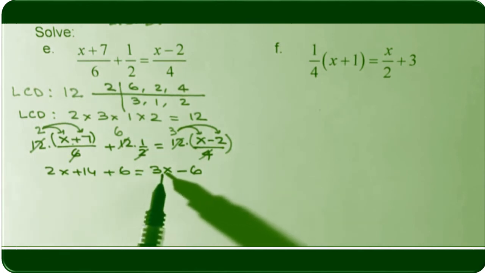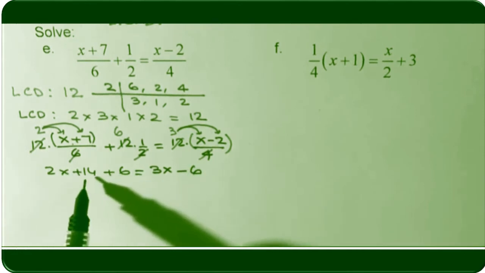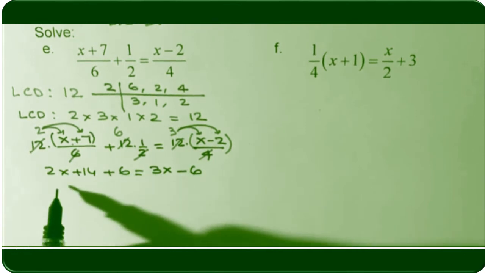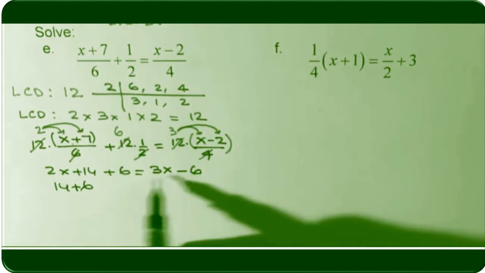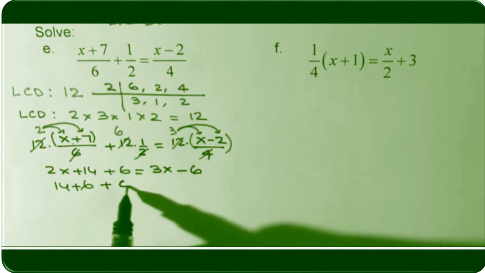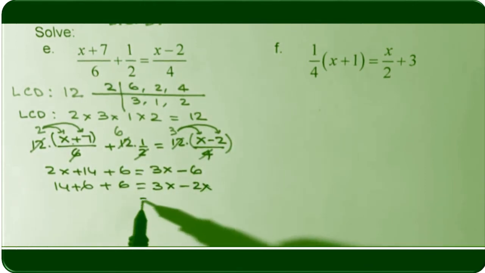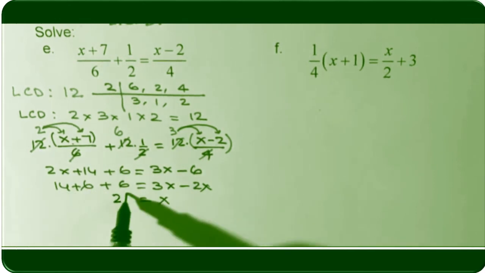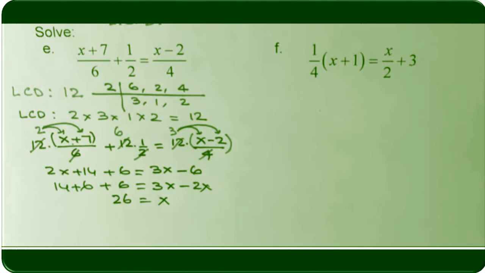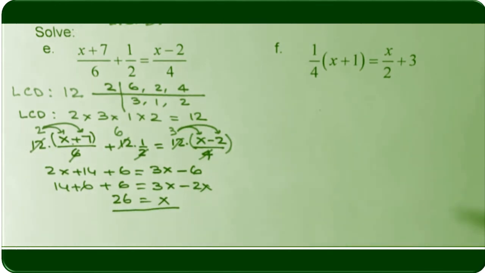Now you have to solve, bringing the x terms together and the constants together. Since 3x is higher, we will bring the x to the right side. We have 14 plus 6. This 2x coming to this side will become positive, so 3x minus 2x. So we get x equals 26. So x equals 26 is our answer. Is that clear? Now let's do the next one.